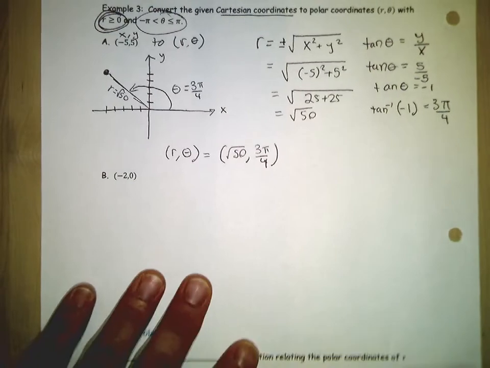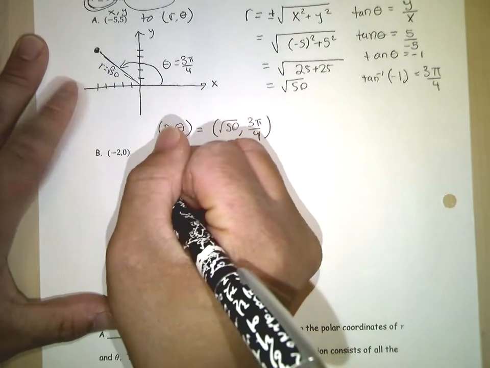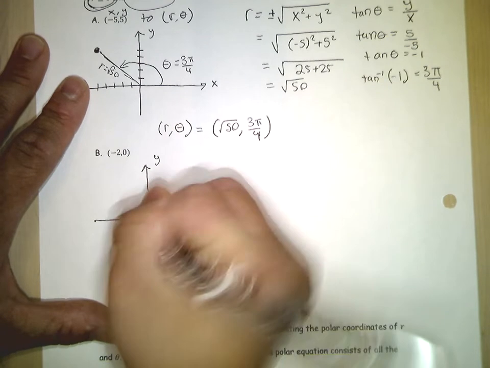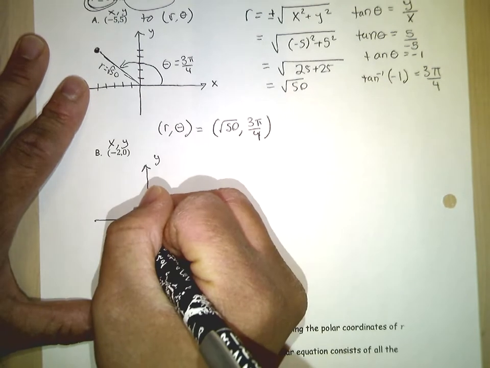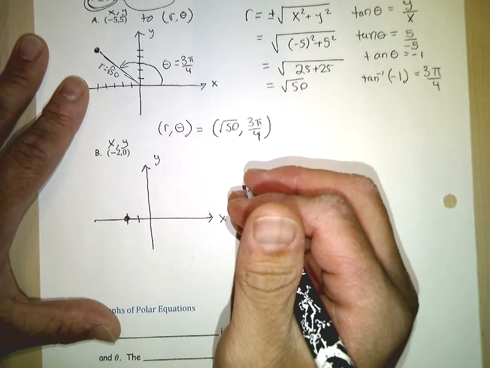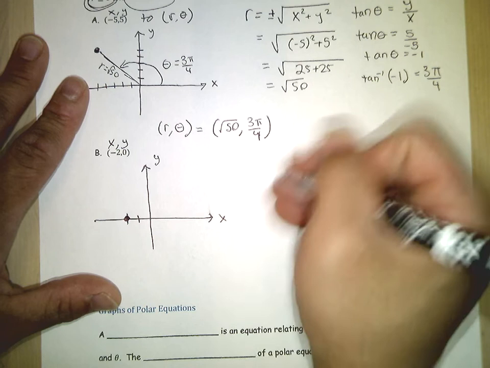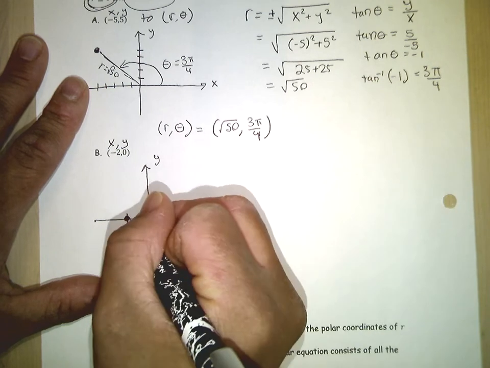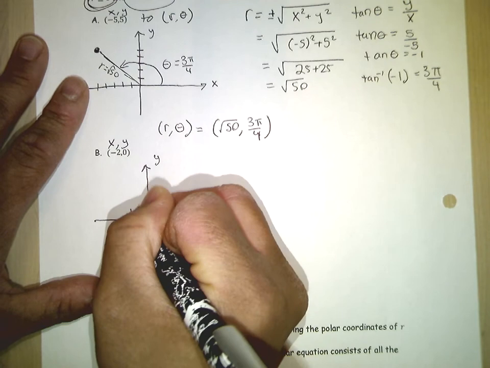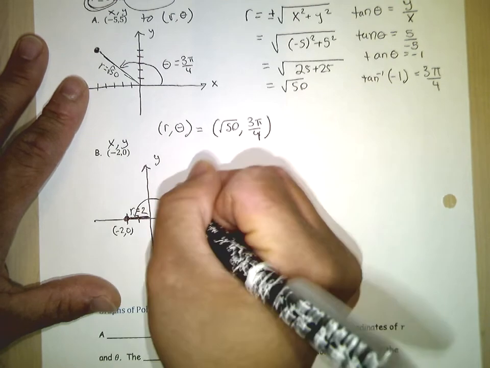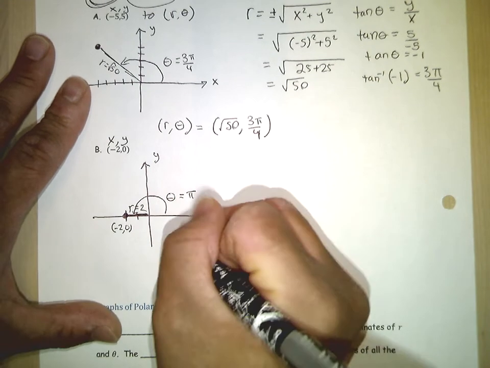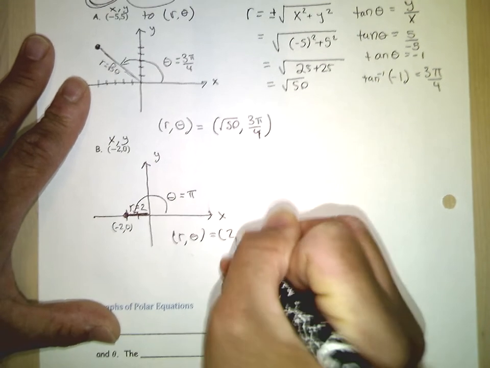All right, let's try another one. Negative 2, 0. So here we go. X, Y. X is negative 2, and y is 0. So negative 2, 0. And then what we have here is, actually, this is one that you can sort of look at here because this is negative 2, 0, and you know the length of this is r is 2, and to get over to this point, we went pi, or 180 degrees. All right, so therefore, r, theta would be 2, pi.